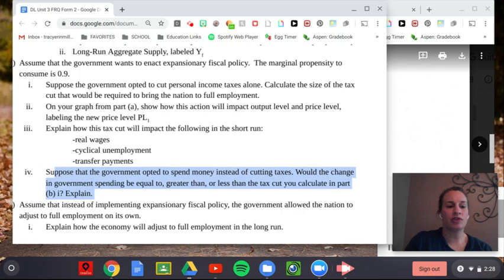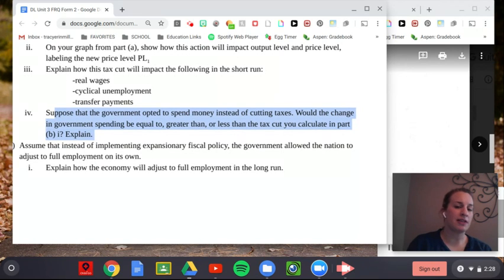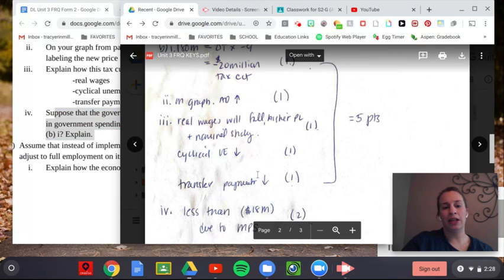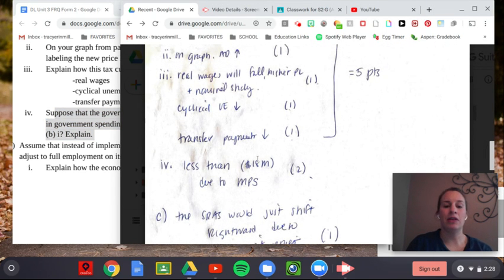Going back to part four, it says, suppose that the government opted to spend money instead of cutting taxes. Would the change in government spending be equal to, greater than, or less than the tax cut? Well, you should know already that it would take less spending to get the economy back to full employment than the numerical figure in the tax cut. So it would be less than, and it would be an $18 million increase in spending in order to do that. One of the reasons why it would be smaller is because people are going to save some of their disposable income from a tax cut. So therefore, you have to cut taxes by a larger numerical figure.